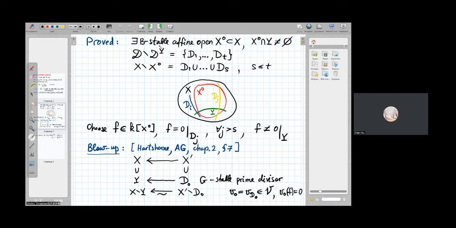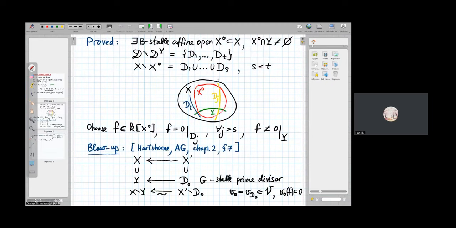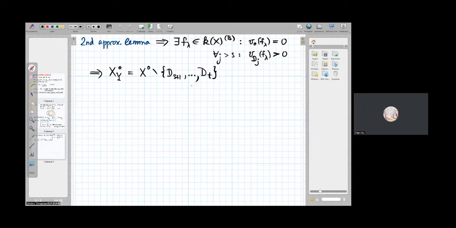And it is exactly the canonical B chart. So the canonical B chart X, Y naught is nothing but, let me write first, it is just X naught minus D s plus 1, etc., D t. So we are removing all remaining colors not containing Y. So finally, we removed all colors not containing Y. And at the same time, it is just the non-vanishing locus, the set of x in X naught, on which this function f lambda takes non-zero values.